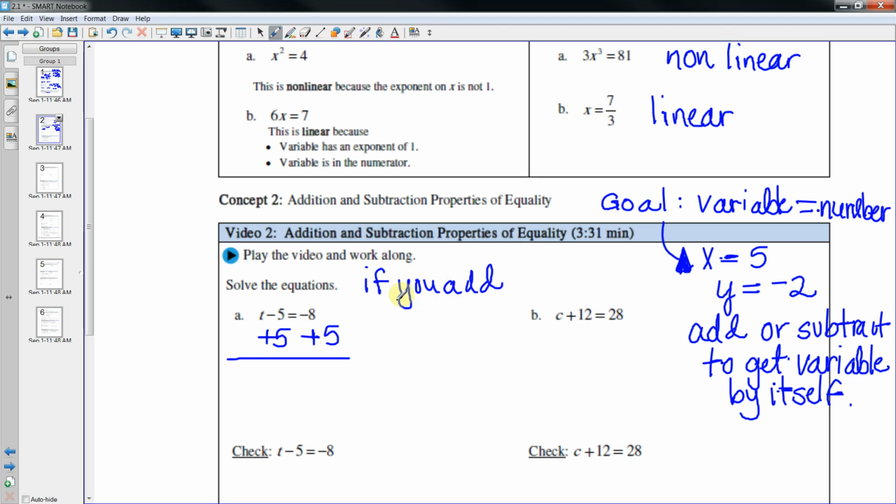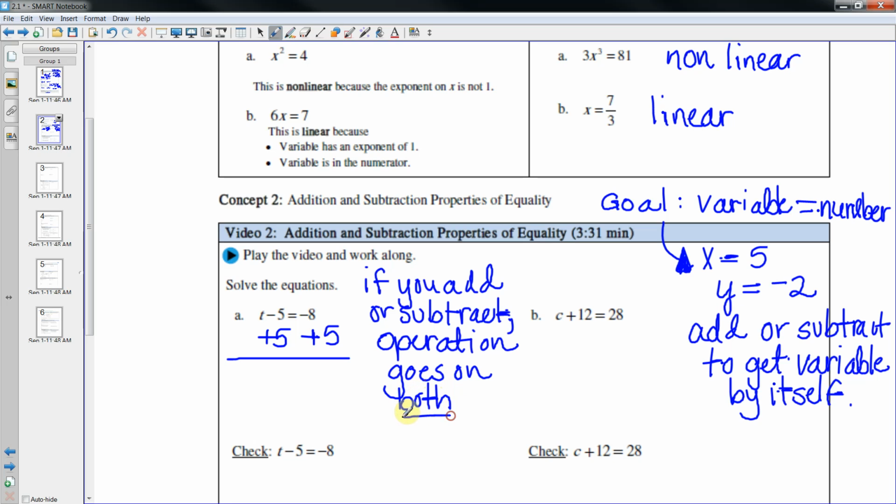Make sure if you add or subtract, you need to make sure you do the operation that goes on both sides of the equal sign. So in other words, whatever you do to one side, you automatically do to the other. In fact, I write it down before I even try to work anything out. I put it down on each side.